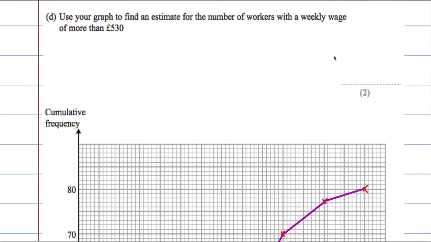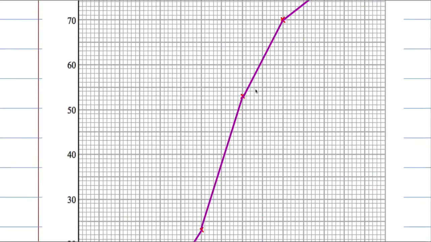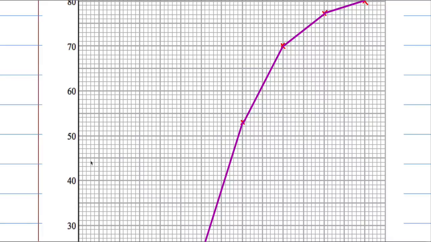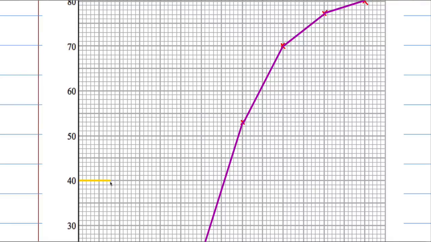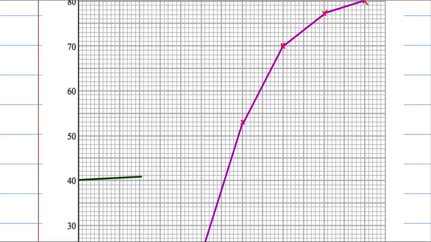Okie doke. Lovely stuff. So, now I need to use the graph to find an estimate for the interquartile range. So I'm going to need the upper quartile and the lower quartile. Well, if I've got 80 people, that means the median person, the middle person, would be at 40. So let's change the color of the line. Green. Okay, so this would be our median. The median would be found here.